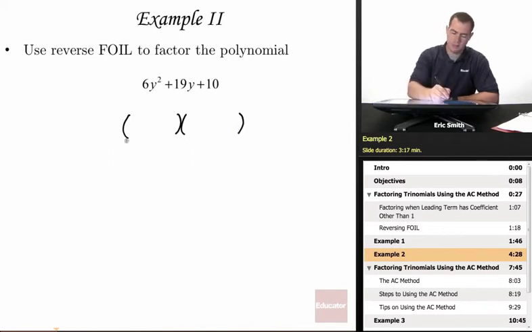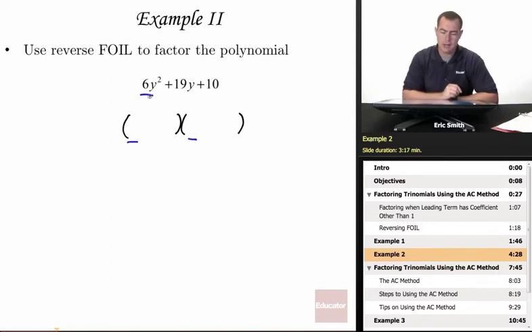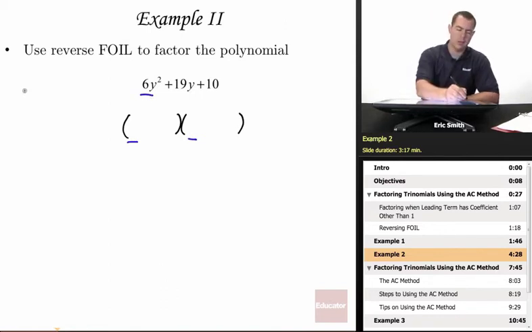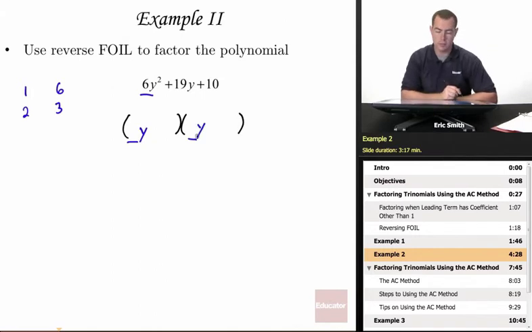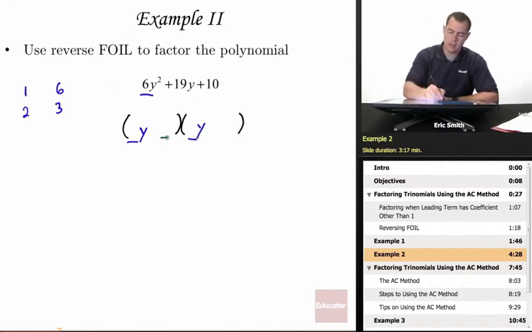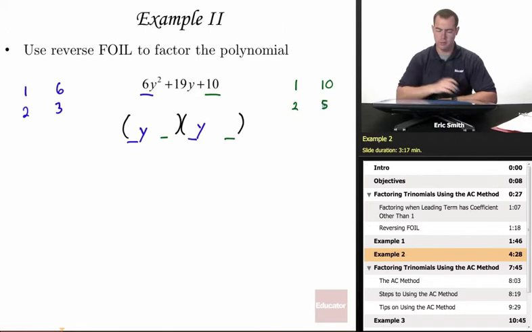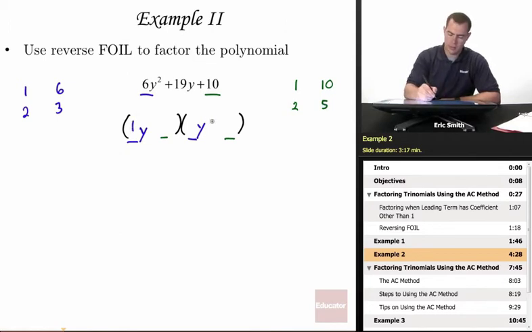Looking at the first term, we need something that will multiply and give us 6y squared. Well, that could be 1 and 6, could be 2 and 3, but they both will definitely contain a y because of that y squared. Looking at our last terms, many different things could multiply and give us a 10. 1 and 10, 2 and 5, or possibly those just reversed around. So I have lots of different options that I can end up packaging this together. Maybe this is a 1 and 6 with the 1 and 10.